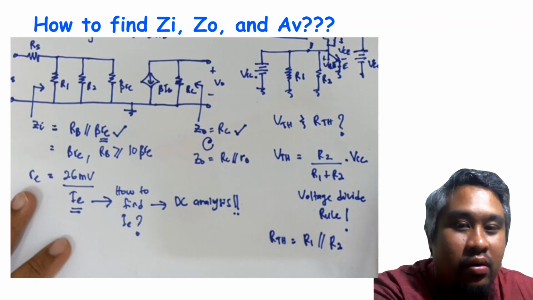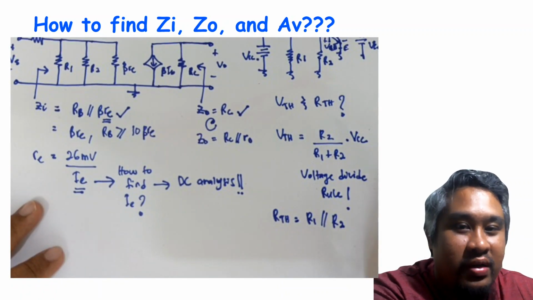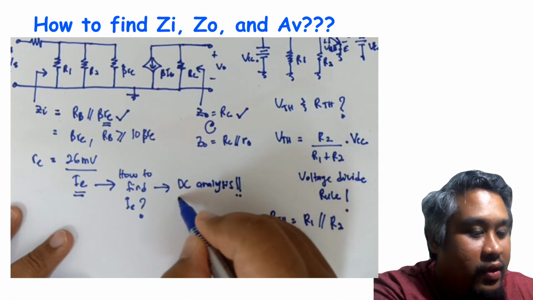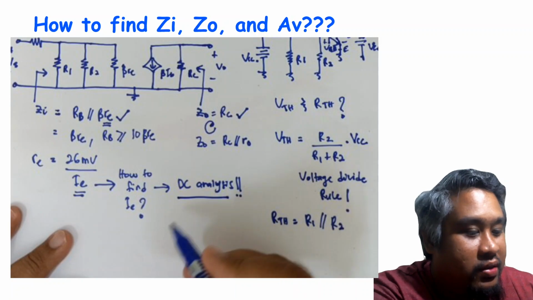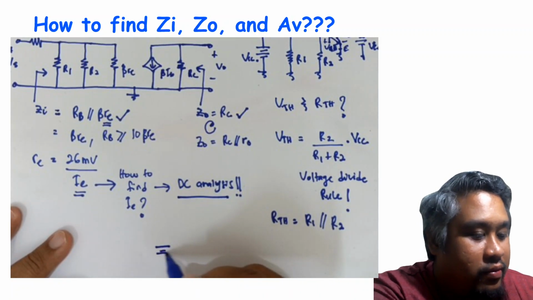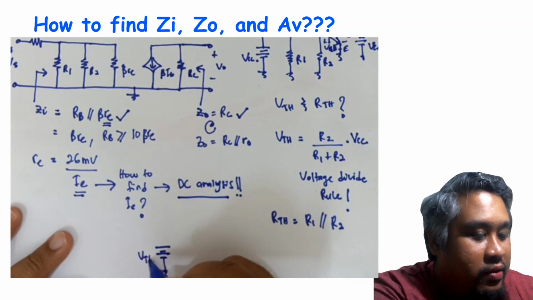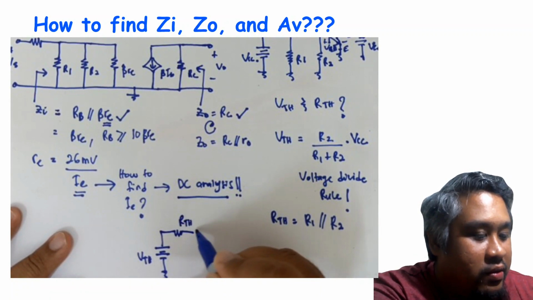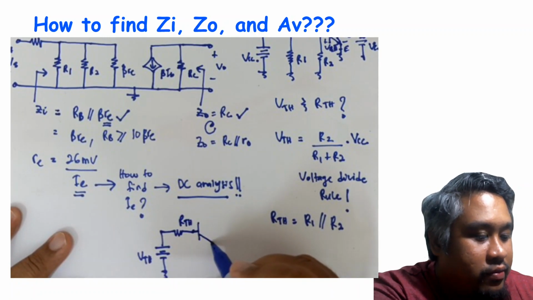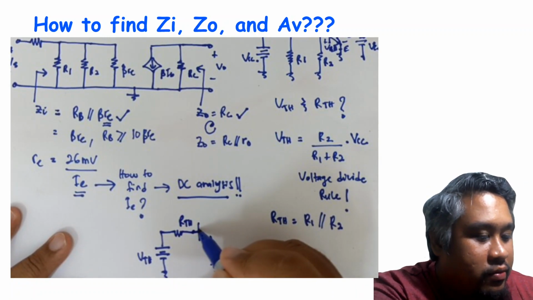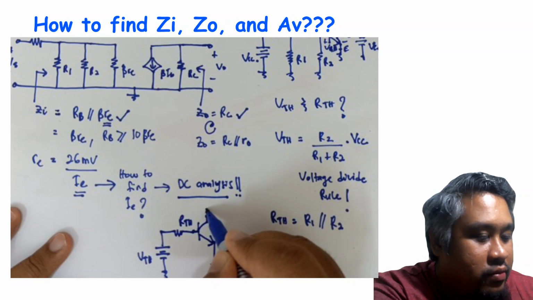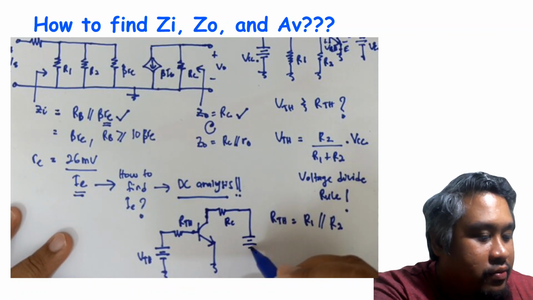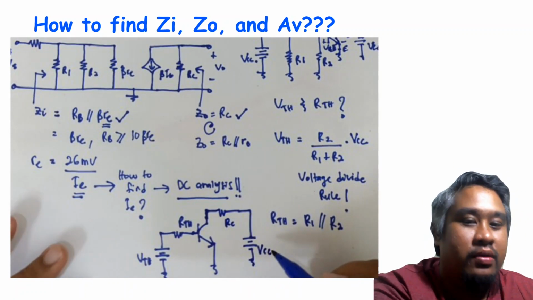Now we can simplify and redraw the circuit again. Our DC analysis for this circuit has VTH, RTH, ground, RC, and VCC.